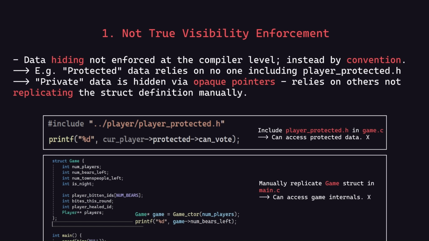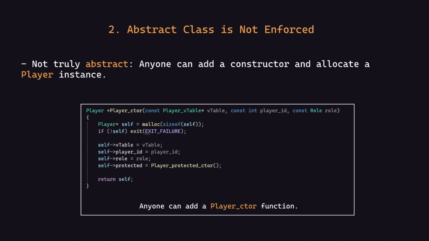1. We didn't enforce true data hiding at the compiler level. Instead, visibility is more enforced by convention. Our version of protected data relied on no one including the player protected header file. Similarly, private data is hidden via opaque pointers. Someone could manually replicate the struct definition and still access those fields. 2. The player abstract class is not truly abstract in the sense that anyone could just add their own constructor and construct a player instance. Again, this is not enforced at the compiler level in our C version, unlike a lot of languages with built-in OOP support.